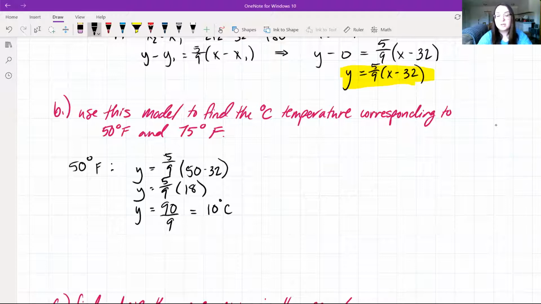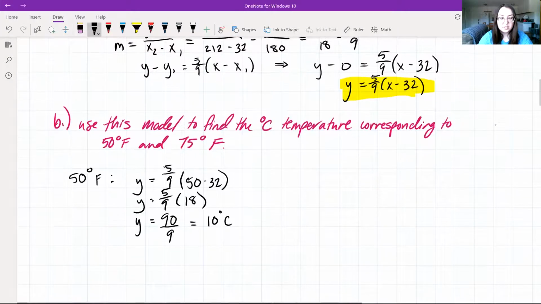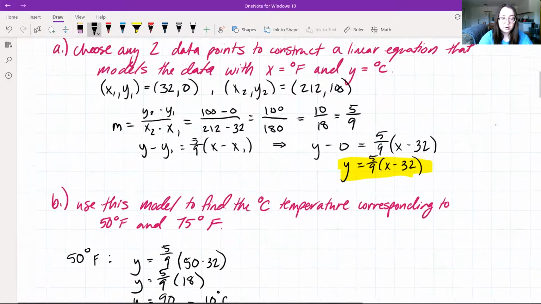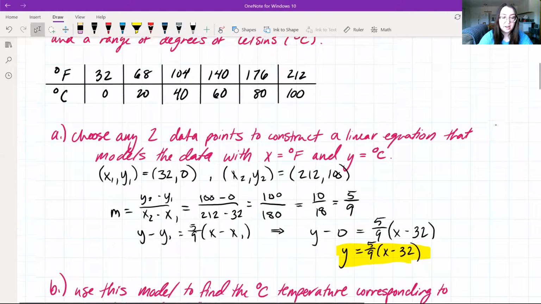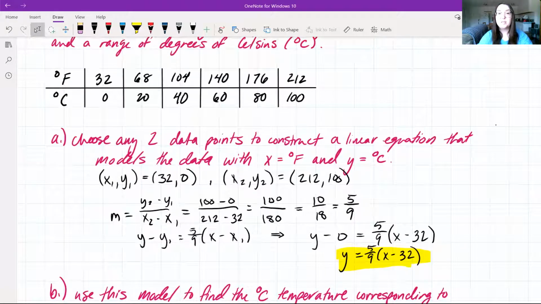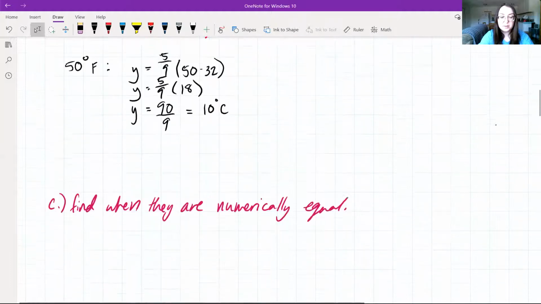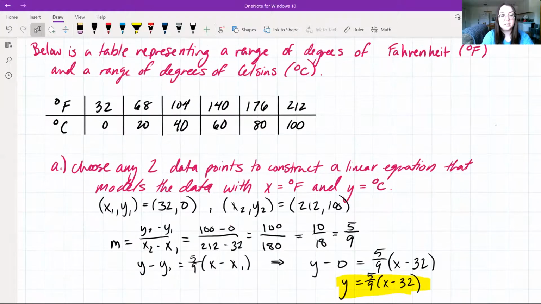Now we can use our initial chart to just make sure that this is correct. So if we go to our chart here, we know it was 50 degrees Fahrenheit. We obviously don't have 50 degrees Fahrenheit on our chart, but we know that 50 degrees Fahrenheit is between 32 and 68 degrees. So we can assume that this 10 degrees Celsius, which is also between 0 and 20, is correct.